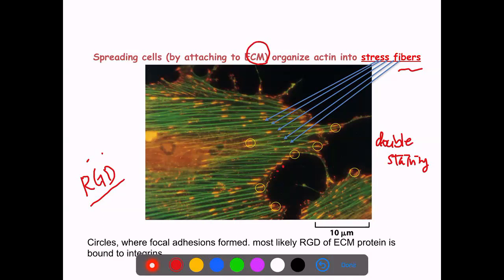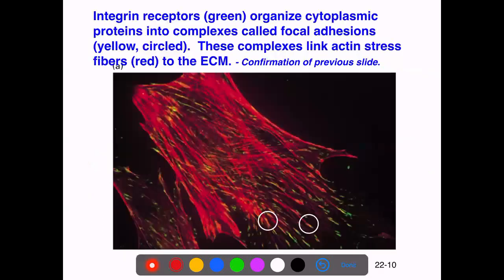We're going to see similar examples a lot, so I'll just move on. So this integrin receptor is green, and then the focal adhesions are yellow because they overlap with this red protein, that is the actin stress fiber. I think that's the confirmation of the previous slide.